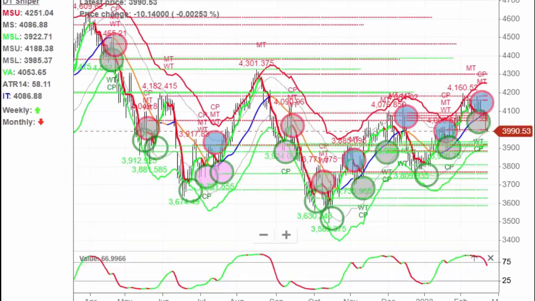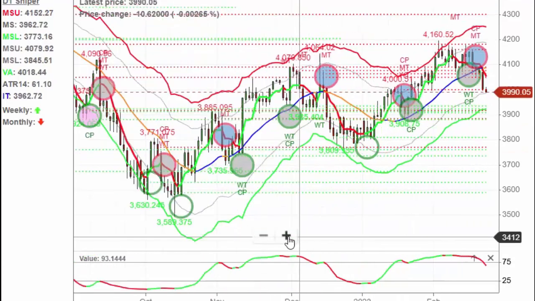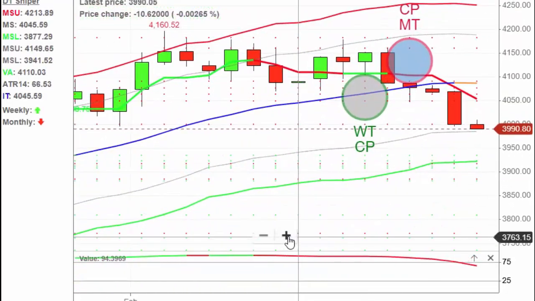So in today's Trade of the Day video, we're going to take a look at the S&P 500 and a recent buy and then a short trade coming straight after. So let me just zoom in and we'll have a look at these recent trading opportunities.